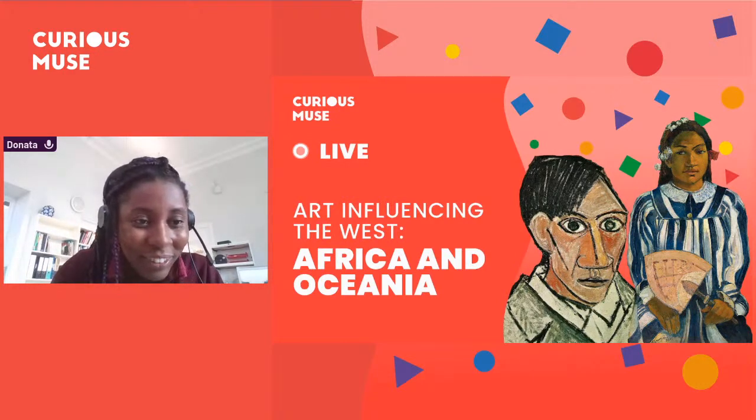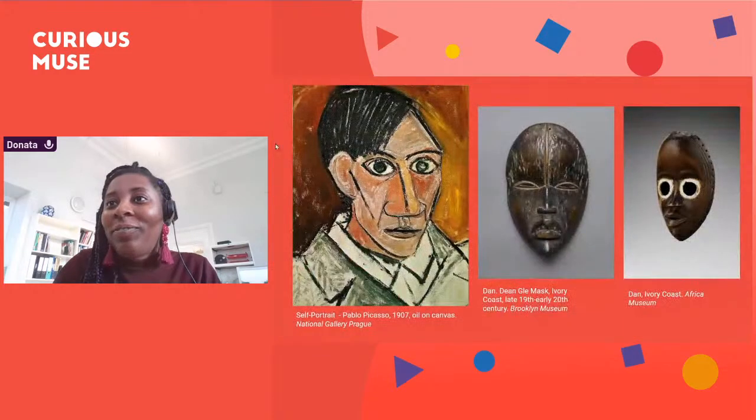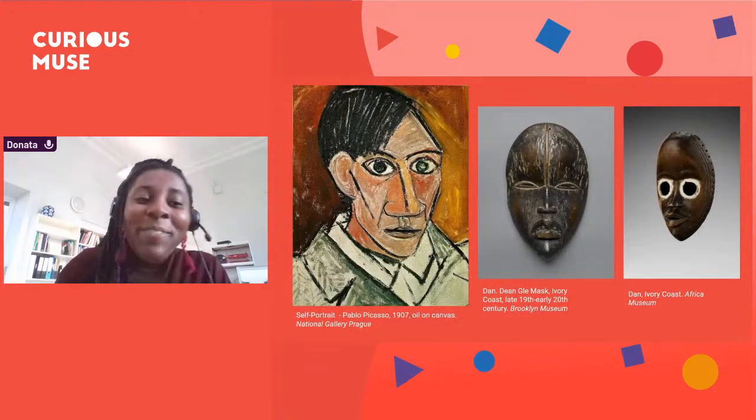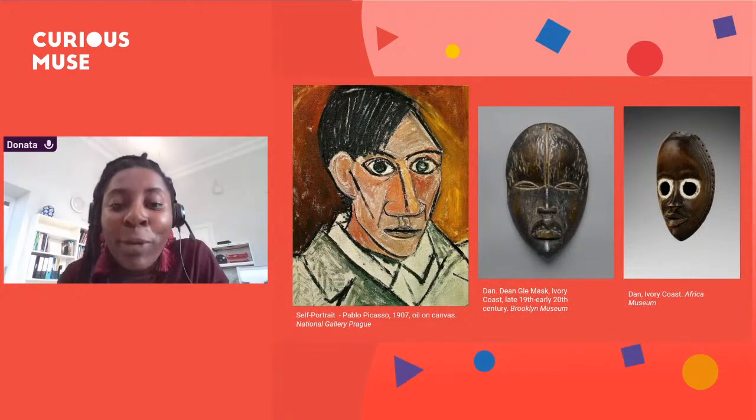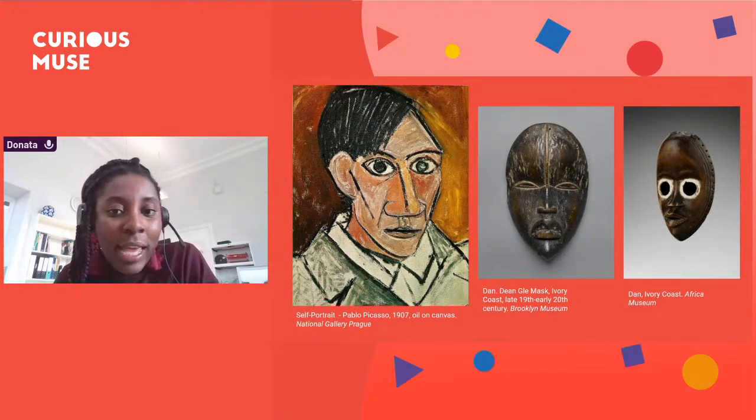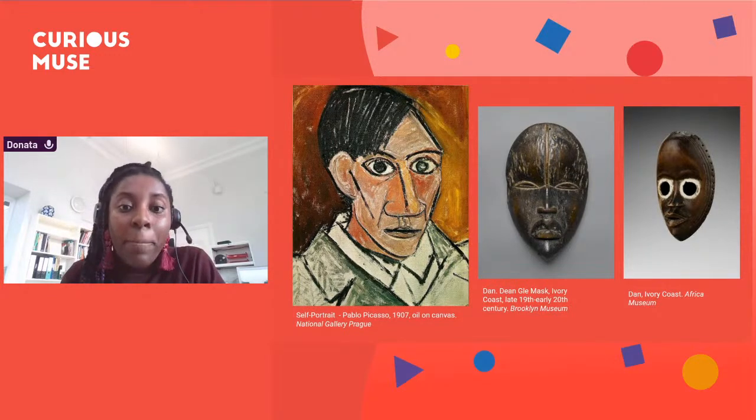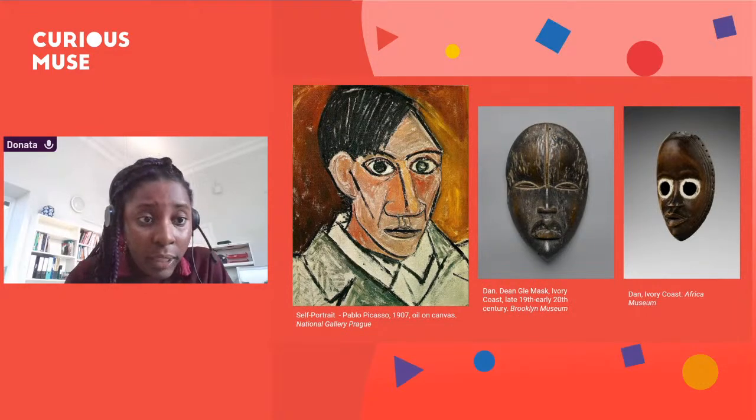So, to get started, we're going to start with masks, and I'm going to go through two main themes in this talk: masks and bodies. And I'm going to start off with the influence of masks and Picasso.